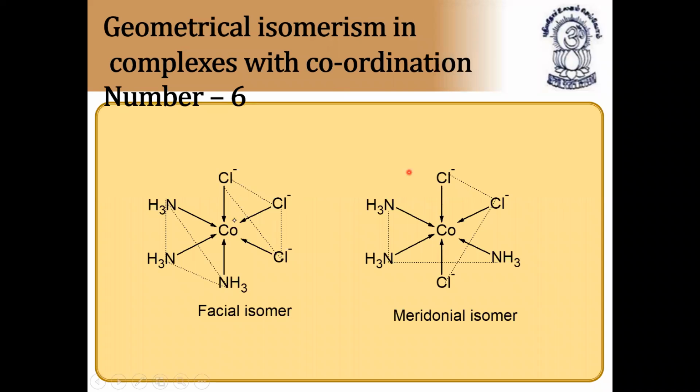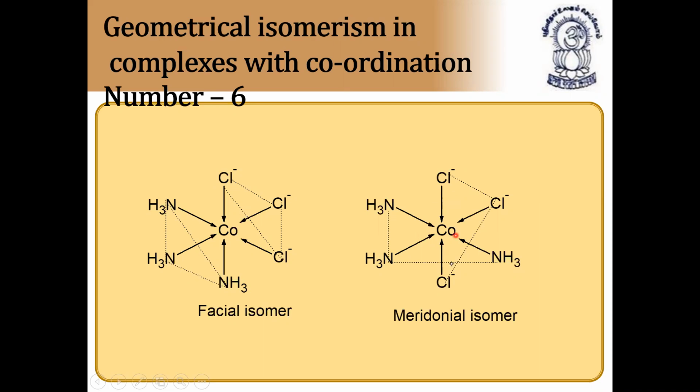Let us see the diagram of it. So you can see here, amines are the 3, and this is facial because they are at the corners. You can see 1 corner, 2 corner, 3 corner of the octahedron, and Cl are at the corners. Whereas here meridional means, what happens?